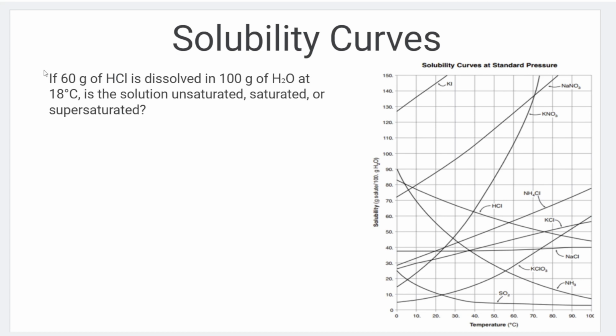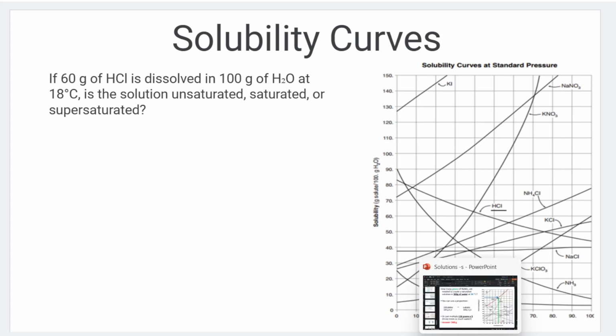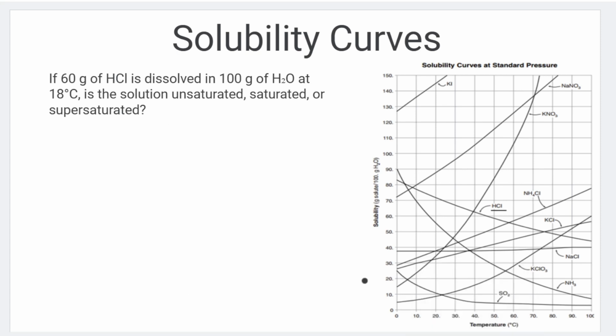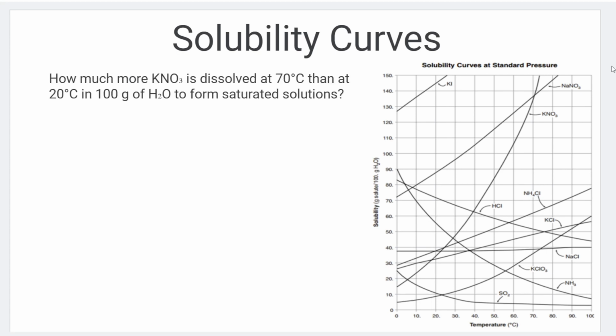If 60 grams of hydrochloric acid is dissolved in 100 grams of H2O at 18 degrees Celsius, is the solution unsaturated, saturated, or supersaturated? So firstly, we must make sure we're using the solubility curve for hydrochloric acid. And we must now draw a line from 18 degrees Celsius up to 60 grams. So since the point is below our hydrochloric acid solubility curve, that means that the solution is unsaturated. So let's look at another problem.